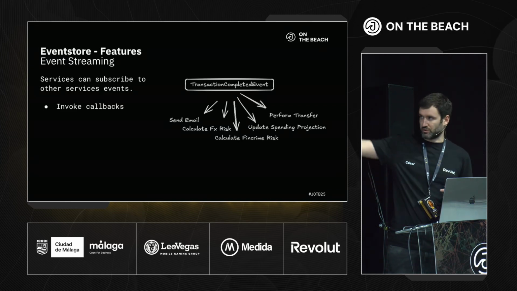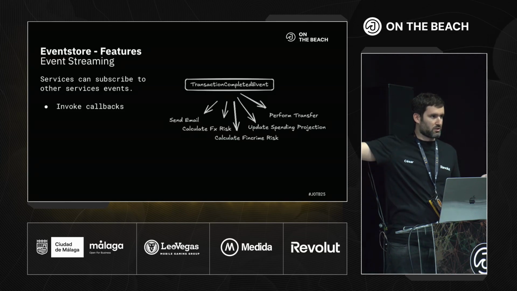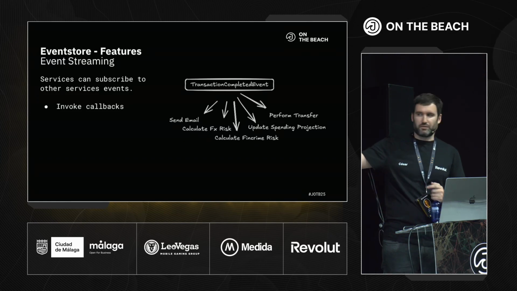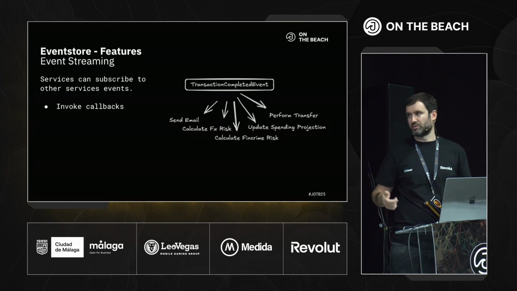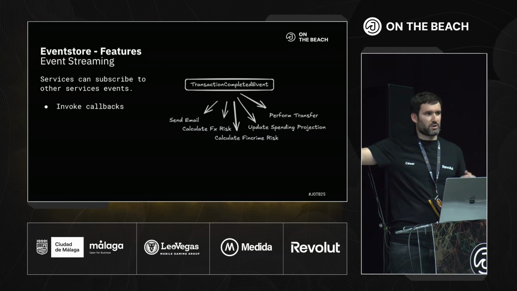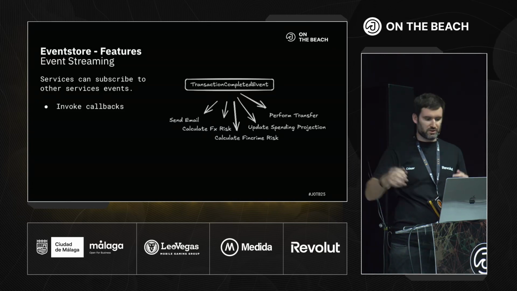For example, in the example that I'm showing there, you get a transaction completed event, you tap with your phone, and then as a side effect, we send an email and a push notification to your phone indicating that the transaction went through. But also, we calculate FX risk, we calculate fee grind risk, and we can update some spending projections somewhere in the system.